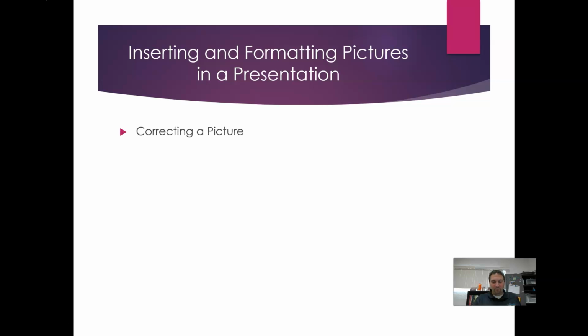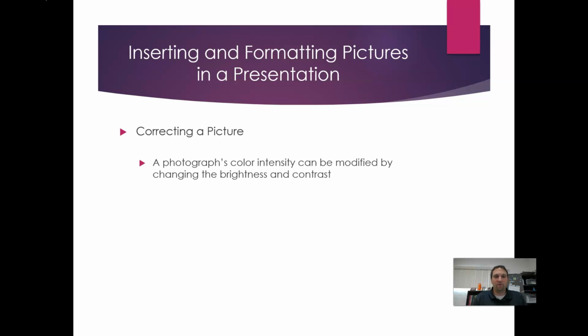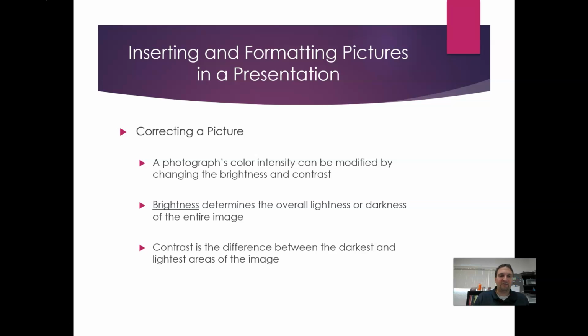Okay, correcting a picture. This is on page 86. A couple terms that you will need to know here. One of them will be brightness. A photograph's color intensity can be modified by changing the brightness and the contrast. Brightness is going to determine the overall lightness or darkness of the entire image. Whereas contrast is a little different. That's the difference between the darkest and lightest areas of the image.